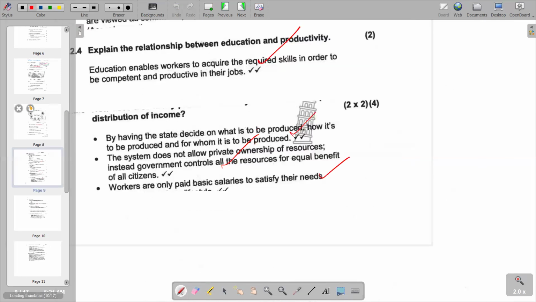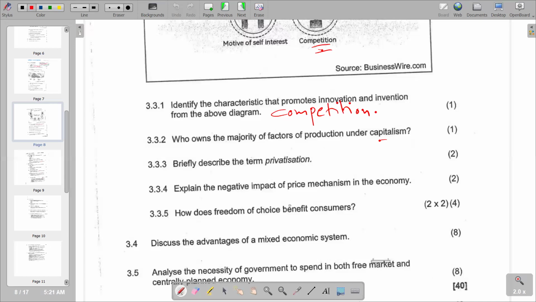The next question, 3.3.4, reads, explain the negative impact of price mechanism in the economy. So price mechanism has a limitation in its failure to address the issue of shortages and surpluses in the markets. In that case, the invisible hand will now be needed so that those shortages and surpluses are smoothed out. So basically, that's what we have in terms of the negative impact of price mechanism in the economy.